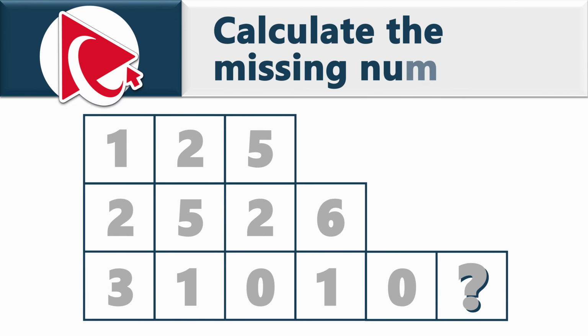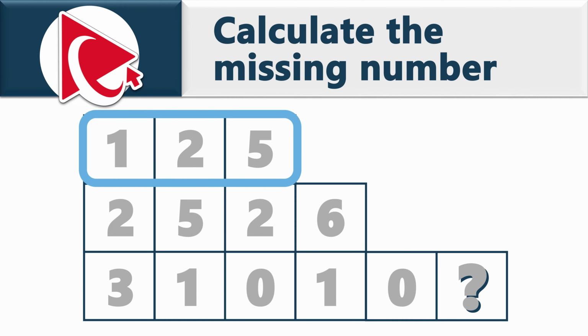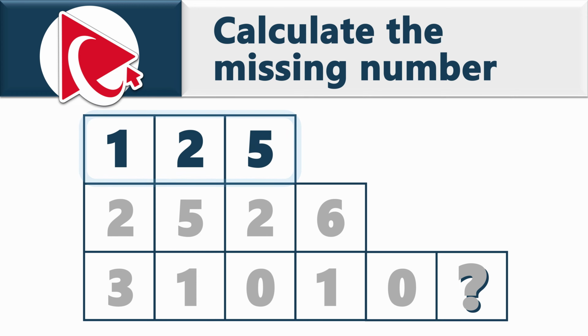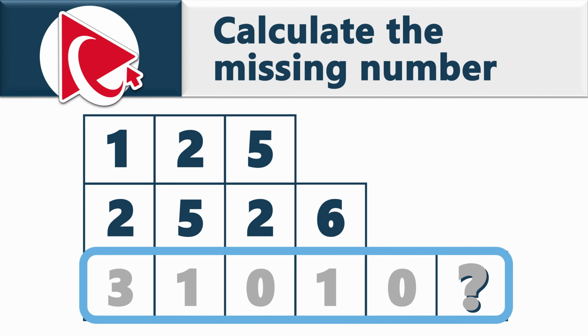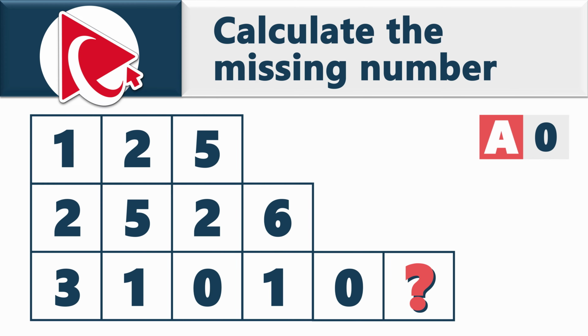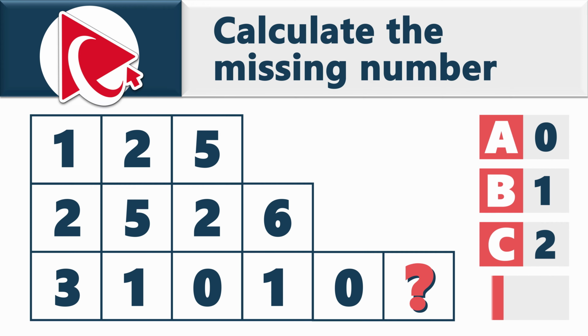You're presented with a shape, which I'm not sure how to call. Let's call it a half pyramid. In the first row of this pyramid are the numbers 1, 2, and 5. In the second row, the numbers are 2, 5, 2, and 6. And then in the third row, the numbers are 3, 1, 0, 1, 0, and then comes the missing number, which you need to calculate and select out of 4 possible choices. Choice A, 0. Choice B, 1. Choice C, 2. And last but not least, choice D, 3.